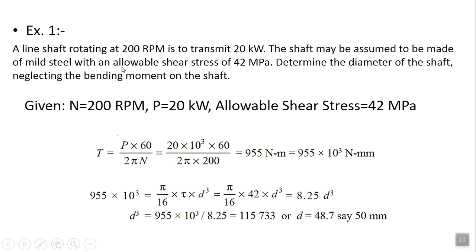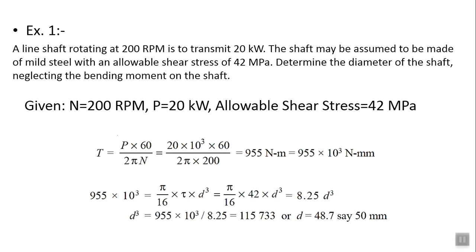The shaft may be assumed to be made of mild steel with an allowable shear stress of 42 megapascal. Determine the diameter of shaft, neglecting the bending moment of the shaft. See, we have to neglect the bending moment of the shaft. That means this is a pure torsional case, a shaft subjected to twisting only.